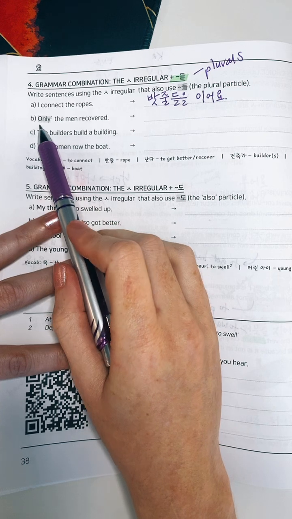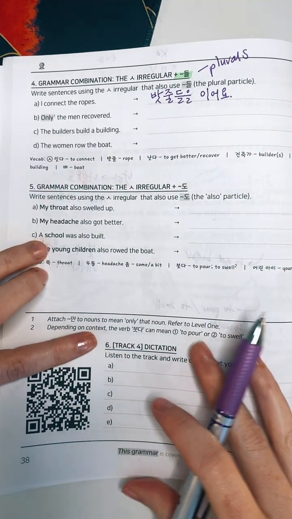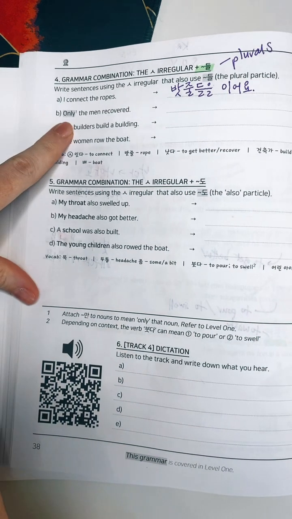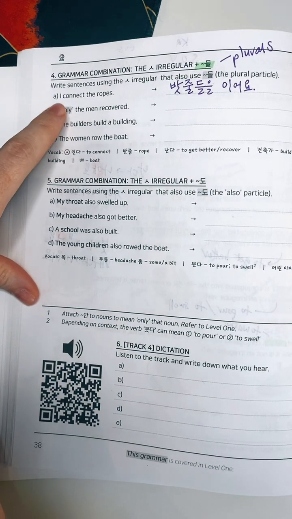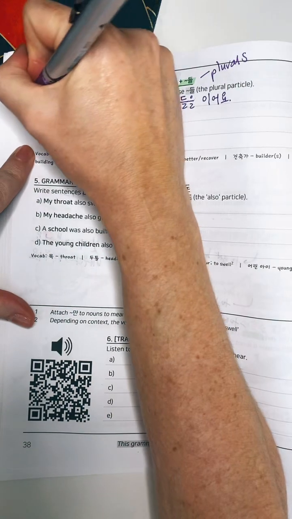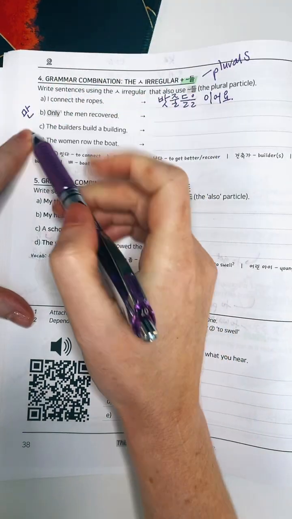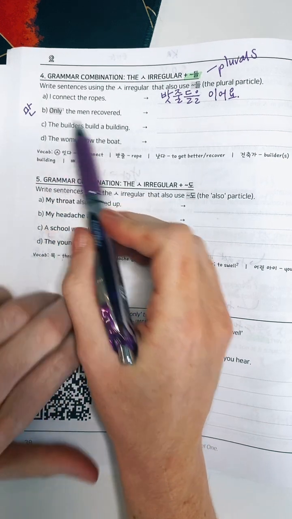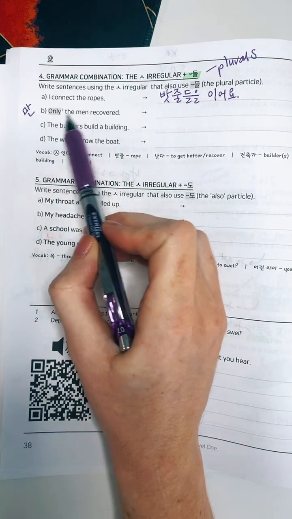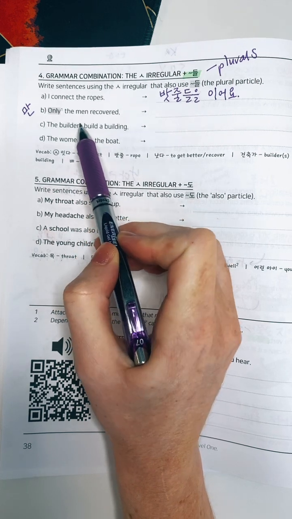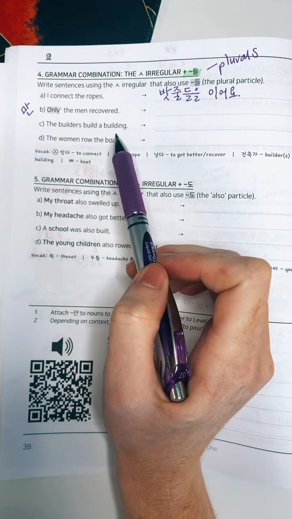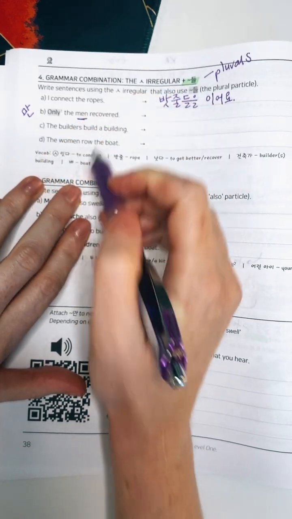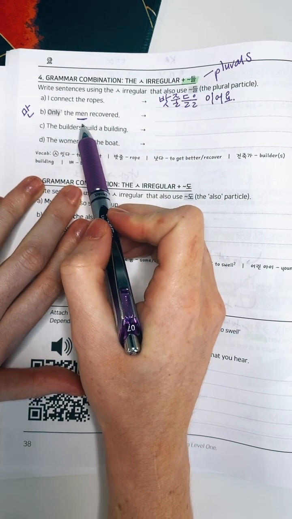All right. B. Only the men recovered. So this only is highlighted to show that it uses a grammar form that we've learnt before. In this case, this is the 만 grammar form that we learnt in level 1. So we're going to also include this. Now how 만 works is it attaches to a noun, and then the noun you attach it to means only that noun. In this case, the noun that we have is men. This is the plural of man, right?